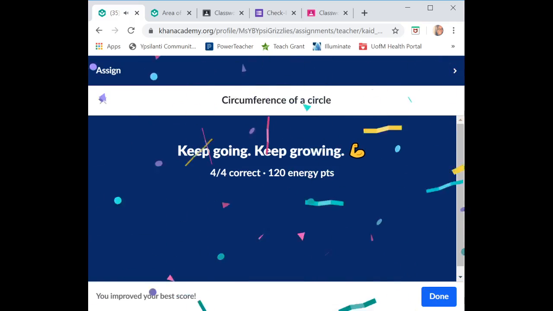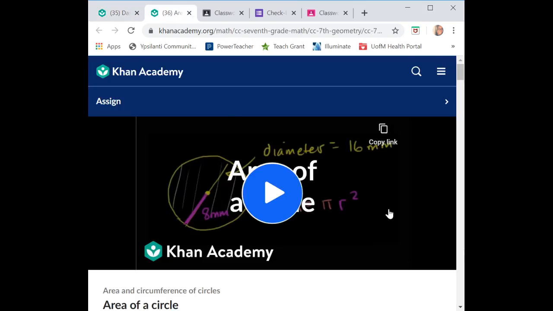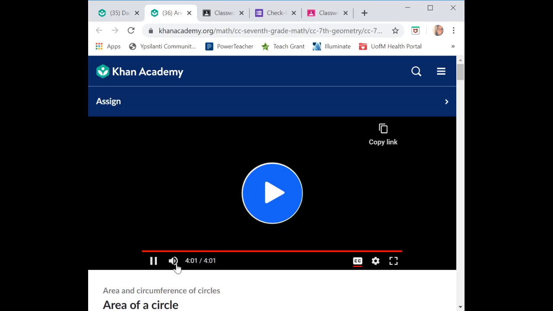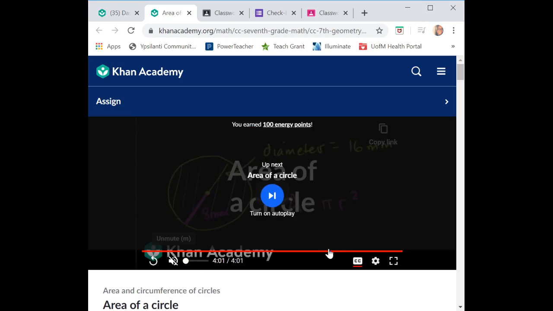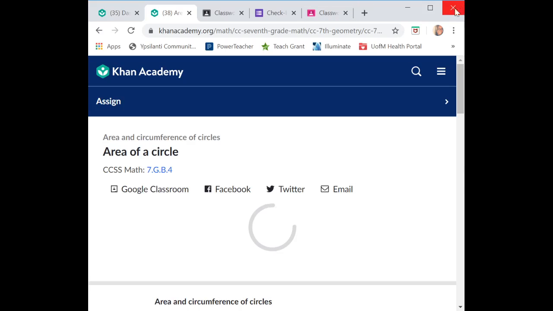The next thing I want to review is actually really short. It's area, and you guys do know how to do area. I know you do. So we're going to look at this video real quick to see what Sal goes over. Area of a circle.